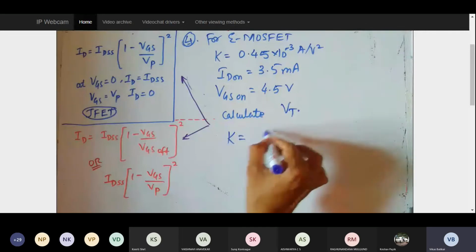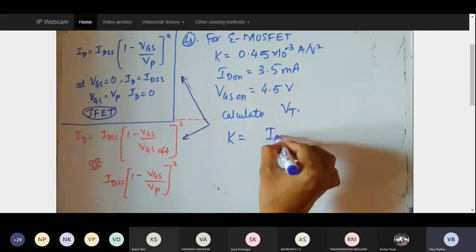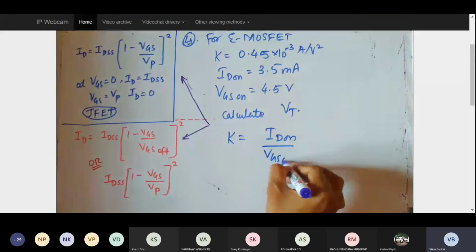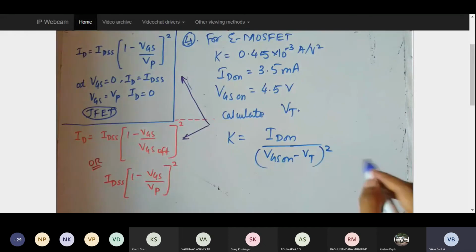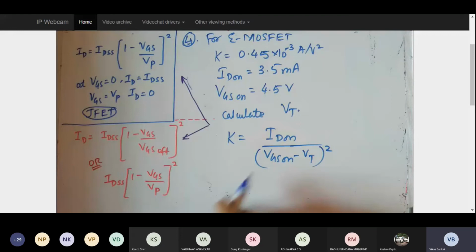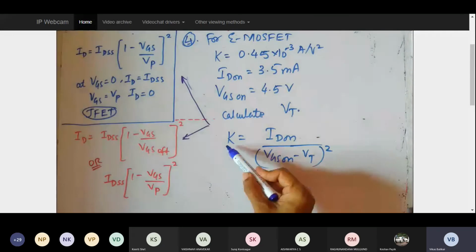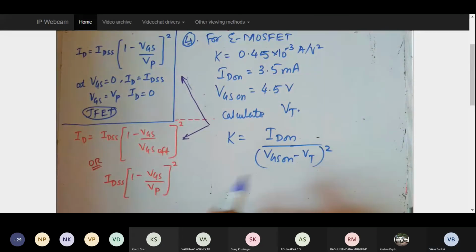ID on upon VGS on minus VT whole square. He has given ID on, he has given VGS on, he has given K. Only unknown term is VT. Try to extract that VT and let me know.